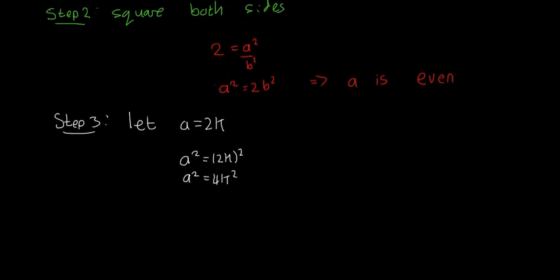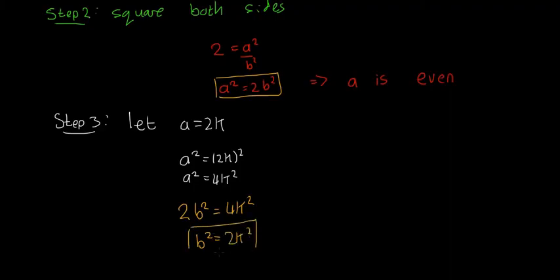And also remember that a squared is equal to 2b squared. So just draw a little box around that here. So we're going to bring that down. So that means if a squared is equal to 4k squared, then 2b squared also has to be equal to 4k squared. So now I'm going to divide both sides by 2, and we're going to be left with b squared is equal to 2k squared.